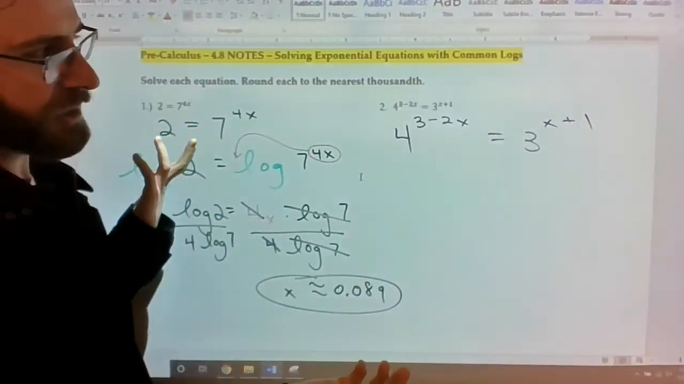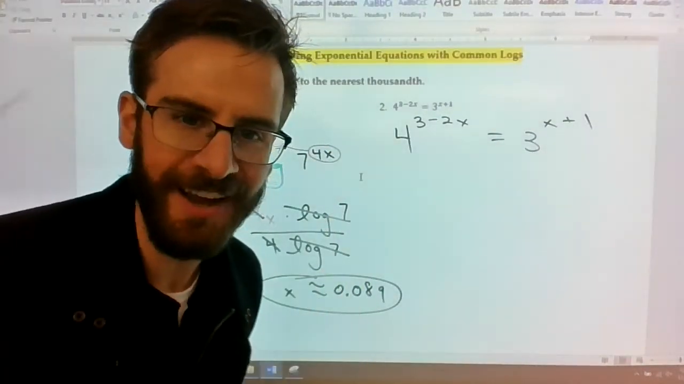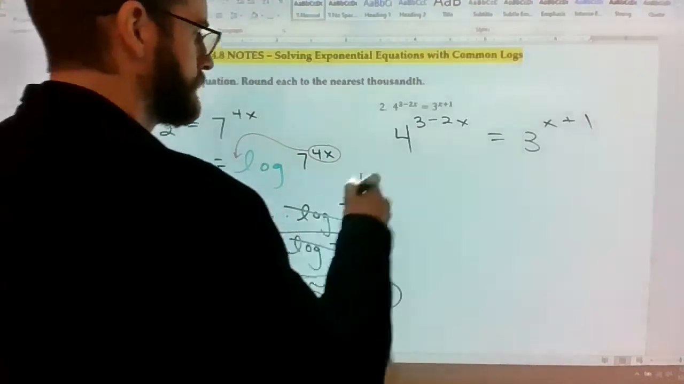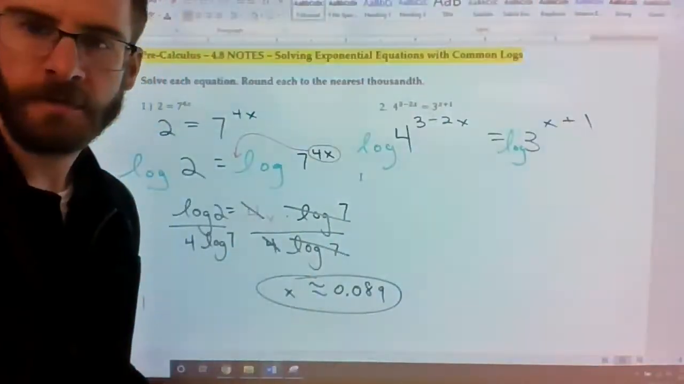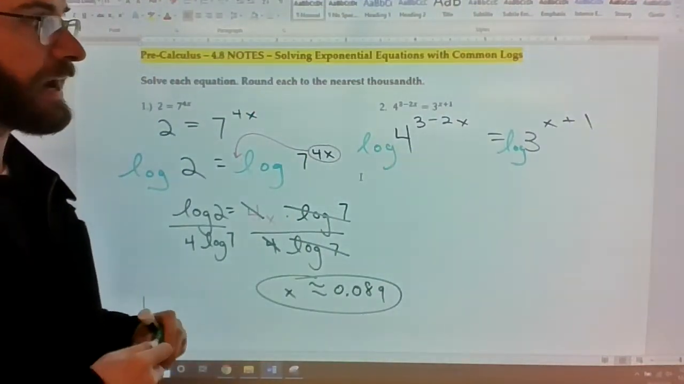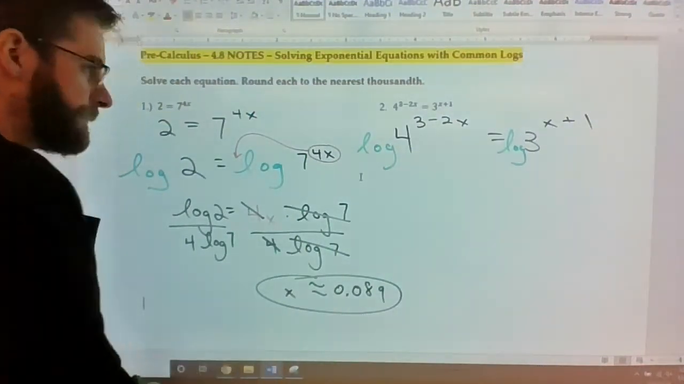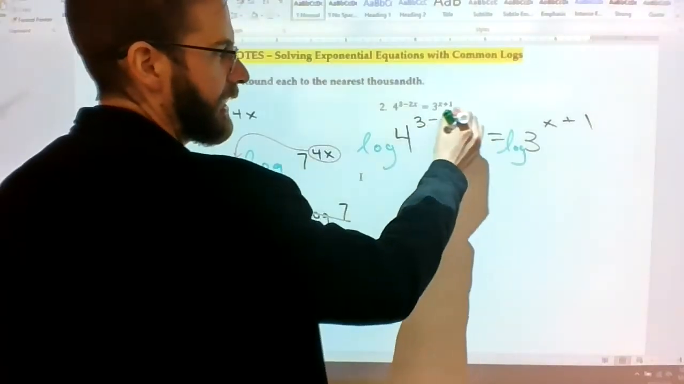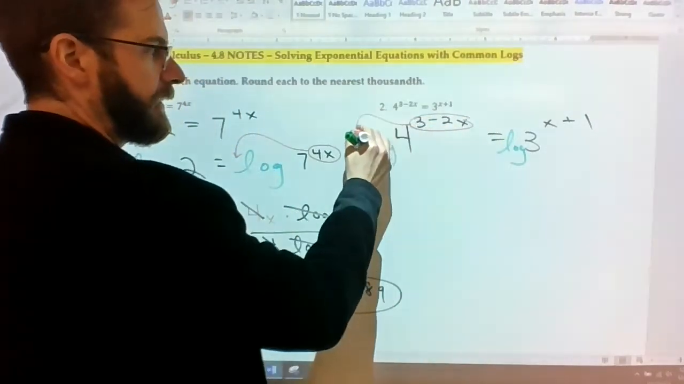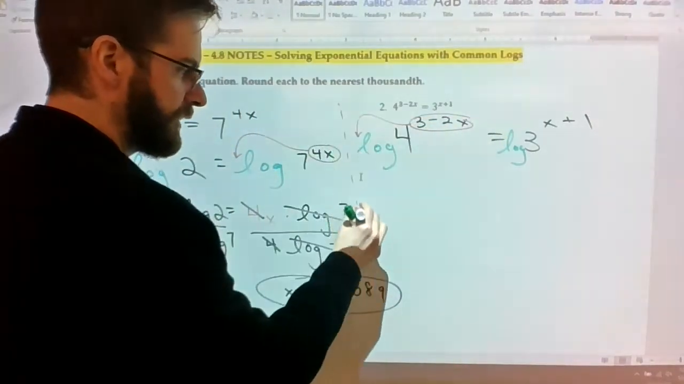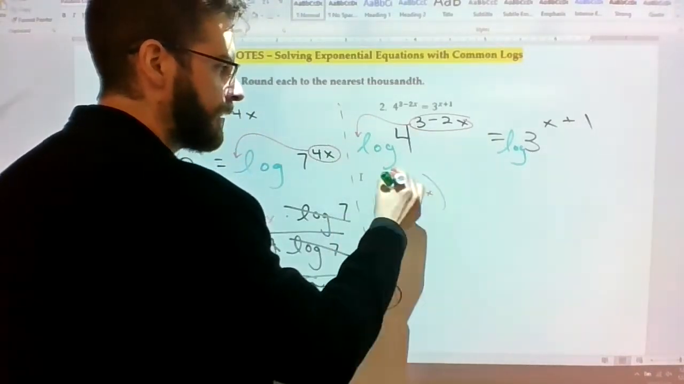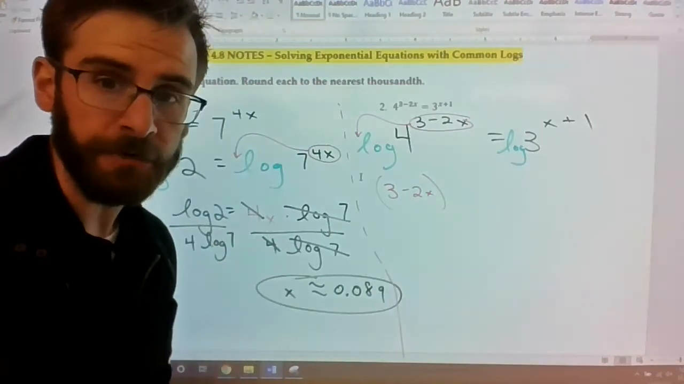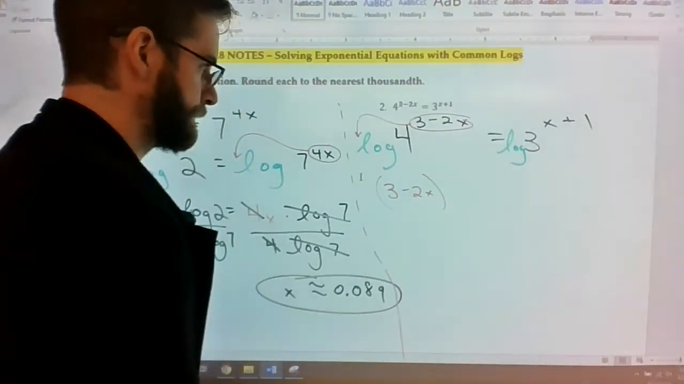Okay, so we can do that with every single example. Oh no, I've got an exponential function. Log both sides. Log it. By applying the log to both sides, you create that situation. Let's create some space here. So you got 3 minus 2x now. That whole quantity is being multiplied by log of 4.